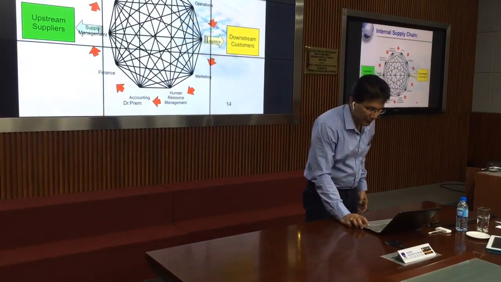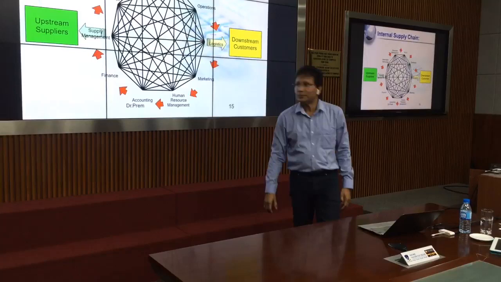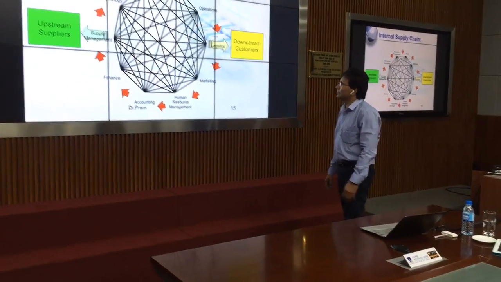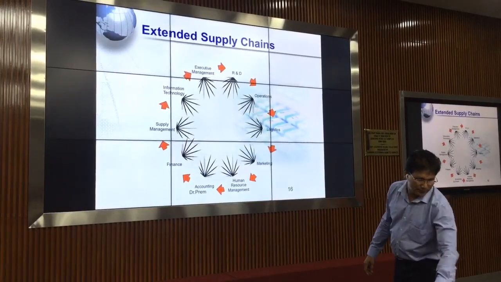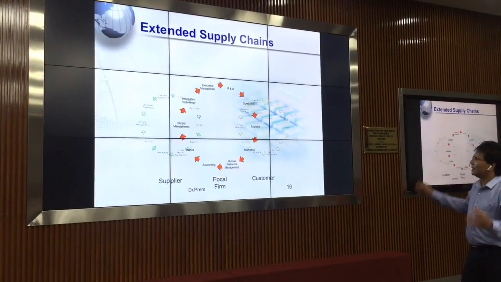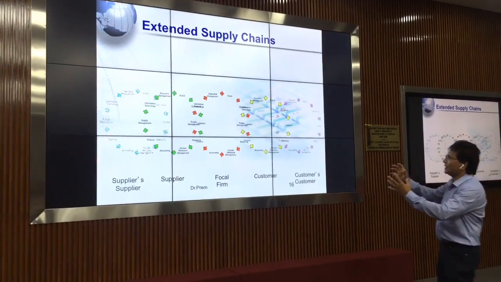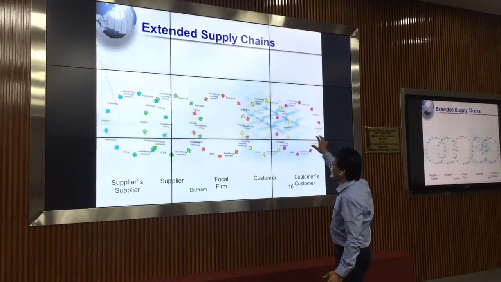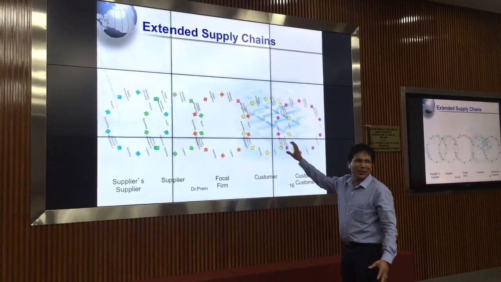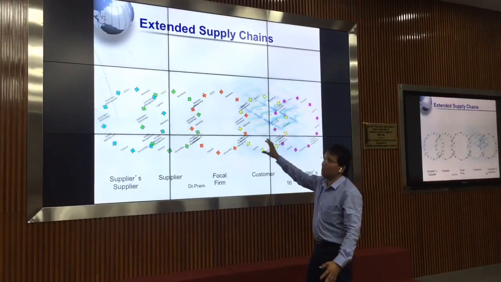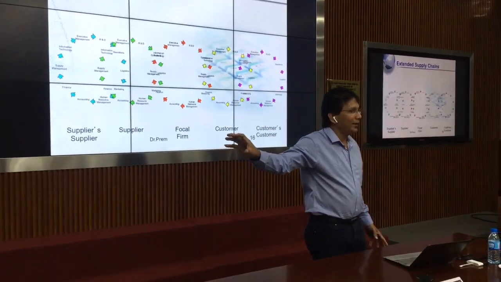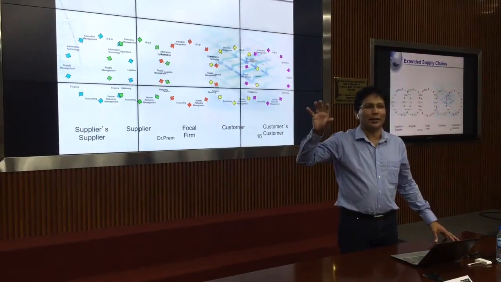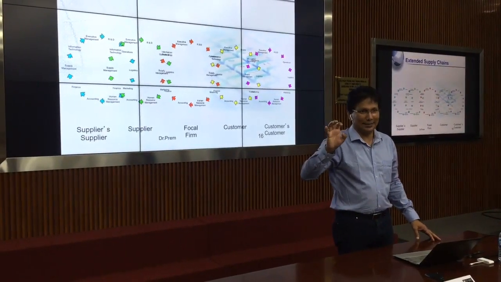Now this is what happened. You see that? When you share, everyone is happy. Everyone is happy because information is being shared. Real time, two-way. This is what we want in a true supply chain.